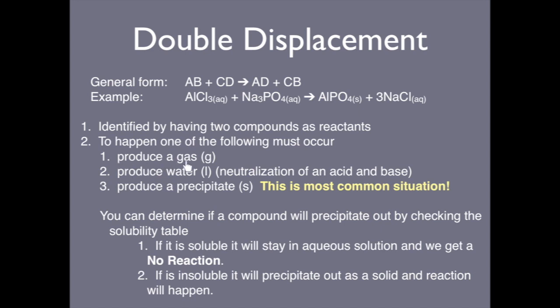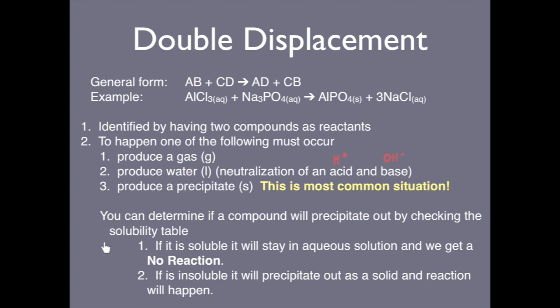The first one would be if a gas is produced, and the second is if water is produced. This is specifically when you mix an acid, which is a substance that begins with an H, and a base, which is a substance that ends in an OH. If you mix those two together, you're going to produce water as one of the products, and that means the double displacement reaction does happen.